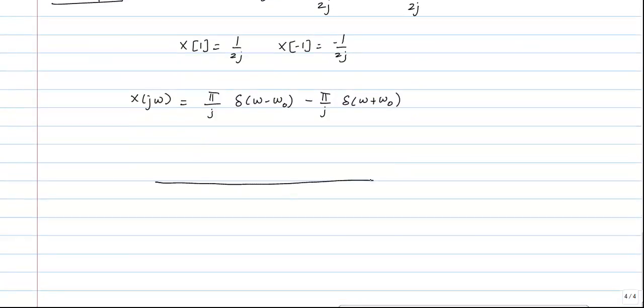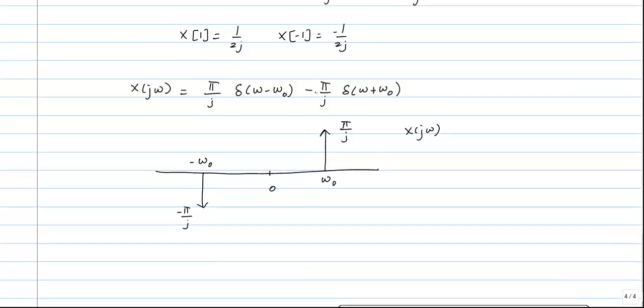Now if we were to sketch this, it's normal for textbooks to sketch this function like this. Now what you do have to realize is that pi over j and negative pi over j are imaginary numbers. Nevertheless, just as a schematic, it's kind of common for textbooks to sketch x of j omega like this.